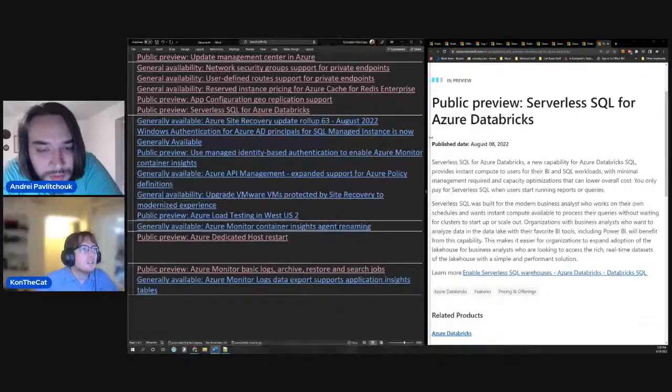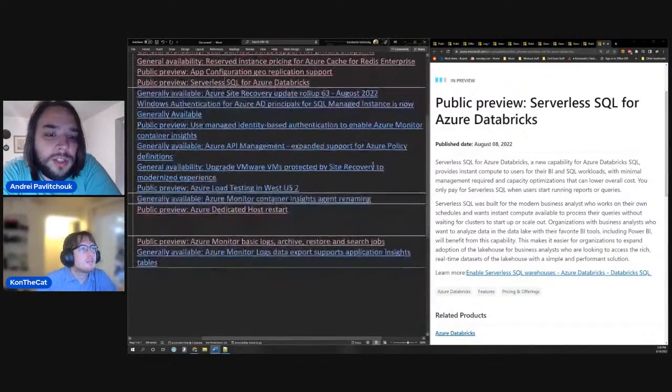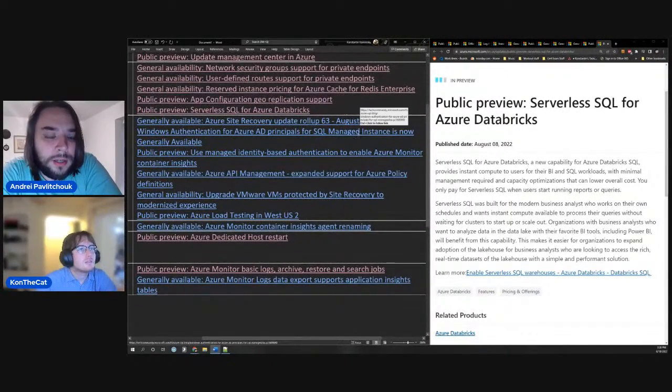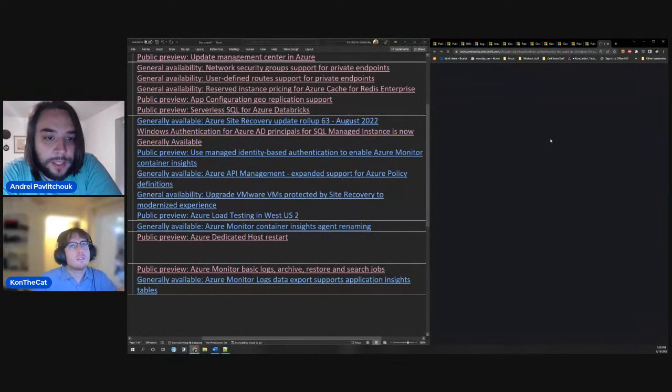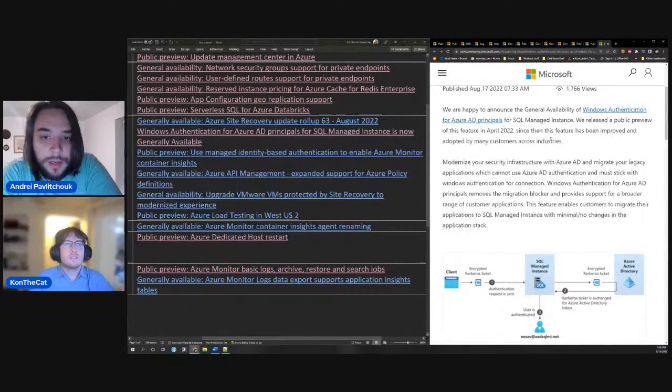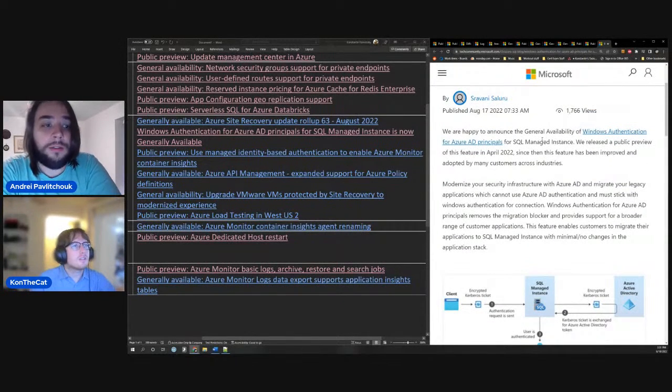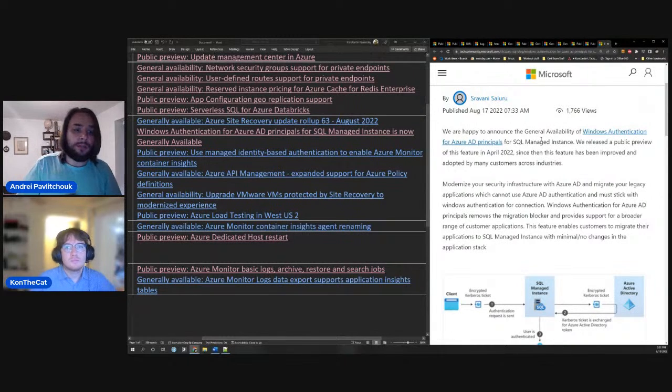I think actually that's a good update. I've actually dealt with a couple of examples with this one, the Windows Authentication for Azure AD Principals. So I think that's a good update. I'm quite happy with that. I've had a few people inquire about this before, and the fact that you can do that now is really good.